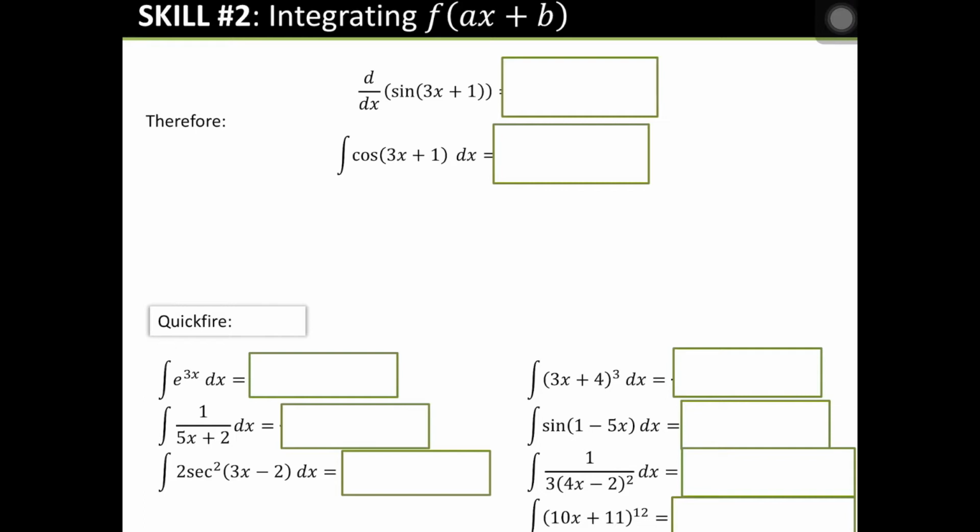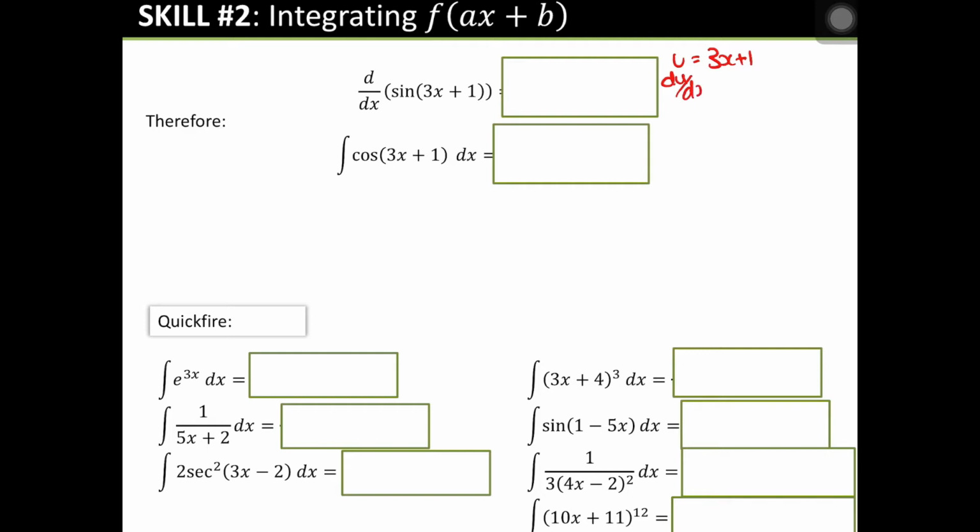Expression within your function that you want to integrate. So first thing I want to look at is we can differentiate something like sine of 3x plus 1, okay? Because we can differentiate that using the chain rule. So we can always say that u is going to equal 3x plus 1.